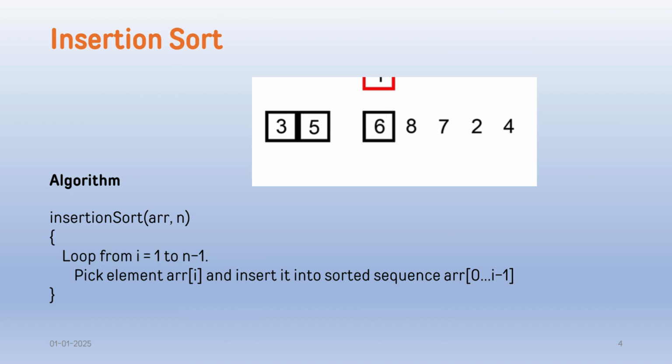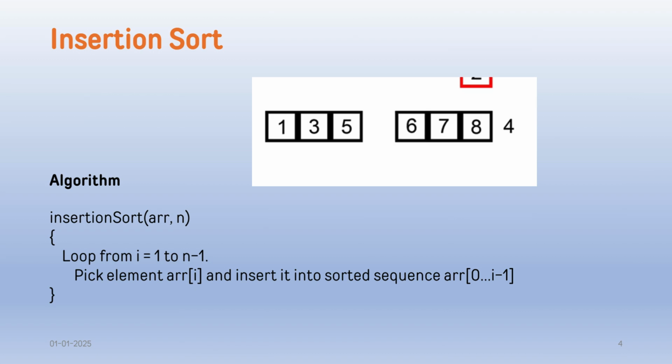At iteration 0, we pick the element at array index 1 and compare it with A0. If A1 is less than A0, we store the value of A1 in some temporary variable, assign the value of A0 to A1, and finally assign the old value of A1 stored in the temporary variable to A0. Now, array indices 0 and 1 are put in sorted order.